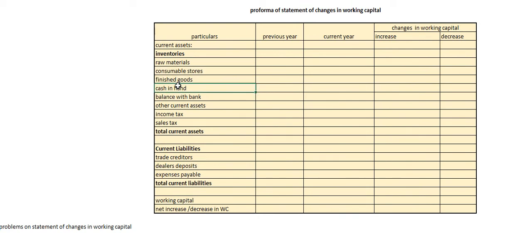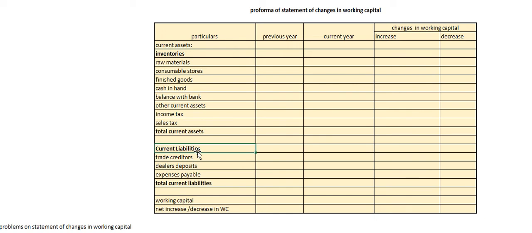Moving on to the next one, cash in hand, which is again a current asset. Cash at bank is the balance maintained by an organization in the bank accounts. And there are other current assets, which could be debtors, advances recoverable, and accrued incomes, which are nothing but your outstanding incomes wherein services are rendered but the income is to be received at a future date. Prepaid expenses are the expenses which are paid in advance. The next is your income tax paid in advance, and your sales tax. All these are considered to be current assets. Once we consider everything, we total up our current assets. Moving on to the current liabilities.